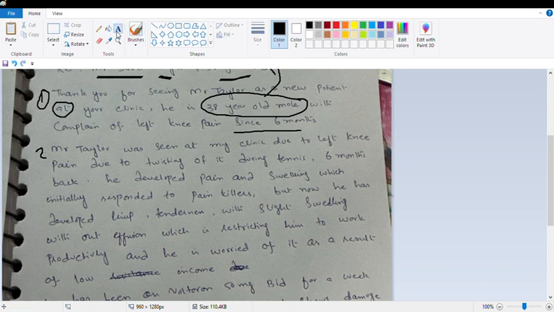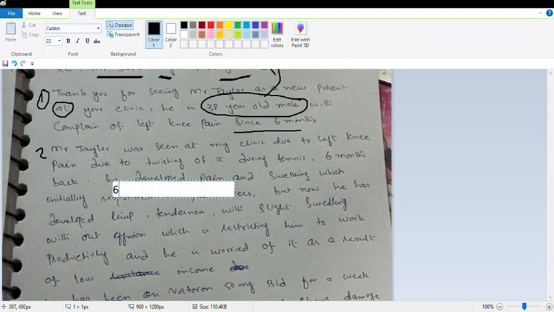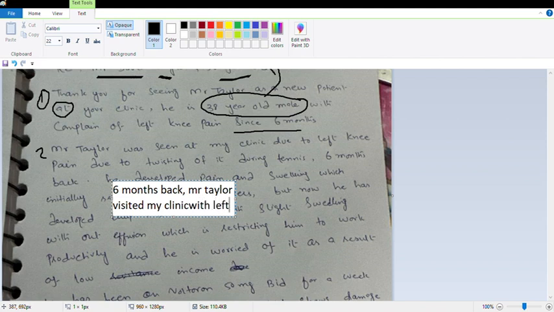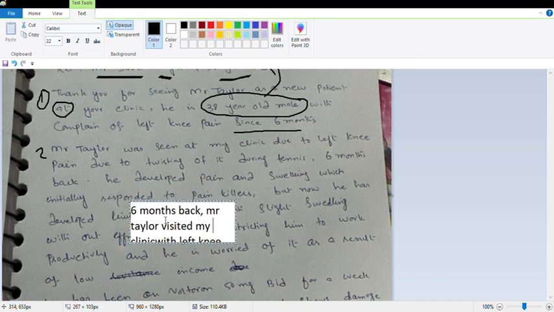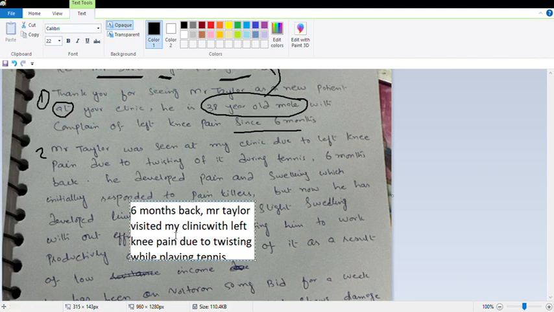You can write, 6 months back, Mr. Taylor visited my clinic with left knee pain due to twisting while playing tennis. Okay, so this is also a good way to write this line. So we have to move to the next.